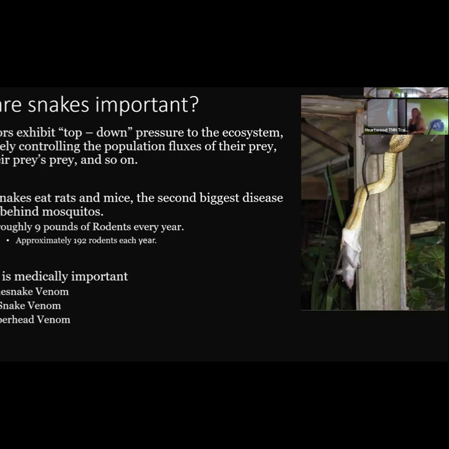Their venom is medically important. So it's not just a good snake or a bad snake, right? All snakes have an importance ecologically, but also some medically. So copperhead venom is used for breast cancer treatment. Our rattlesnake venom is used for our blood pressure medicine. And then there's new research coming out that is dealing with the neurotoxic venom of sea snakes, and that's for Alzheimer's. So that's very interesting as well.